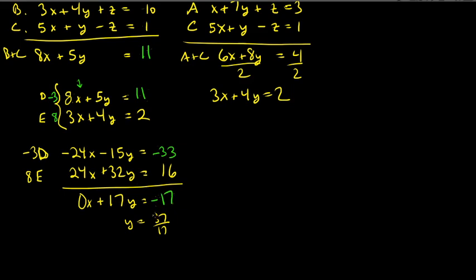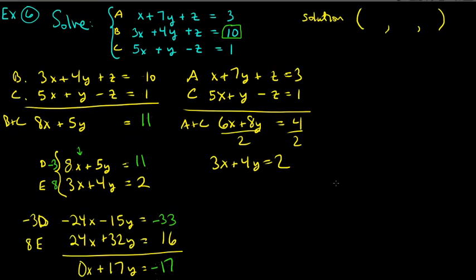And so this works out pretty well. This was not supposed to be 37. It's supposed to be negative 17 divided by 17, which is just negative 1. So y should be negative 1, and that looks a lot better. Okay. So, sorry about that. Y is negative 1.